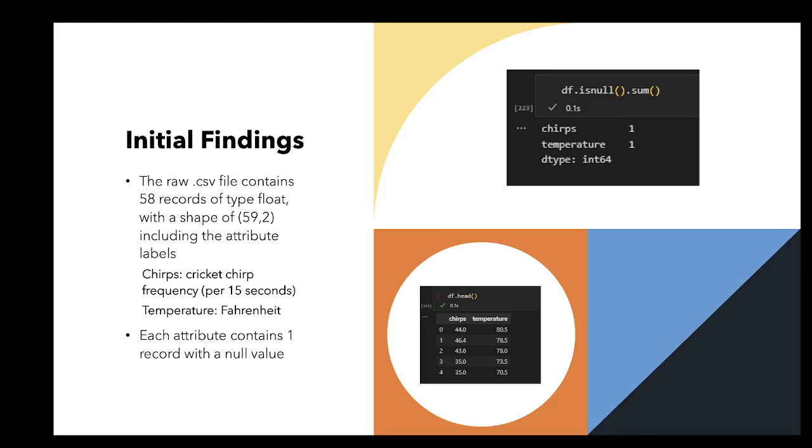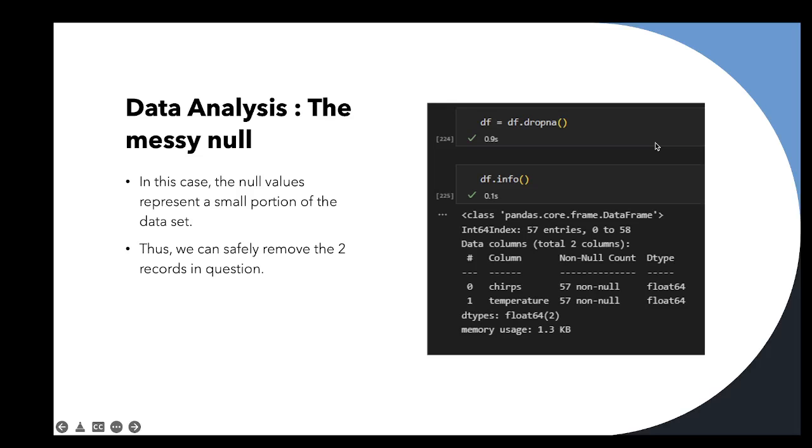It's not really in this slide at the moment, but each one of these attributes has 1 null, and they happen to be in different records. So we have 2 records that are compromised. In this case, 2 records out of the full 58 means we can safely drop those 2 records and not lose much out of the data set.